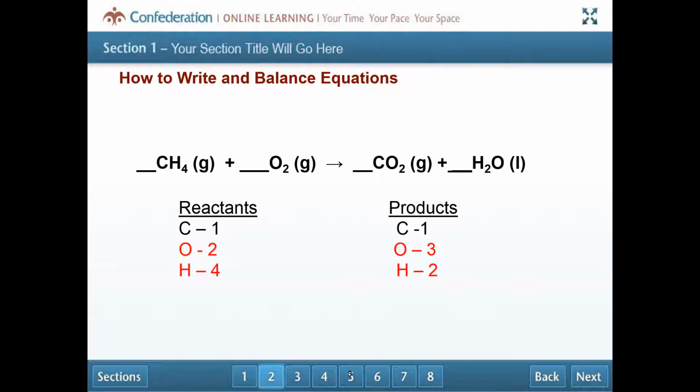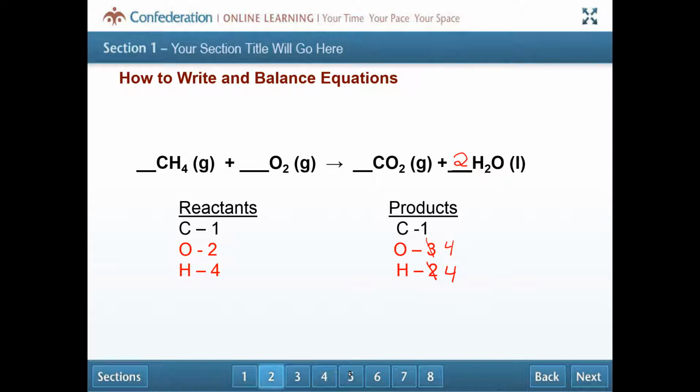So what I could do is write a 2 in front of the water, and then what that does is give me 4 hydrogens here, right? Because we've already got 2 in the molecule, and if we have 2 of those molecules, we have 4 altogether. So how does that change our oxygens? So now we've got 1, 2, 3, 4 on our product side. So we've got 4 oxygens.